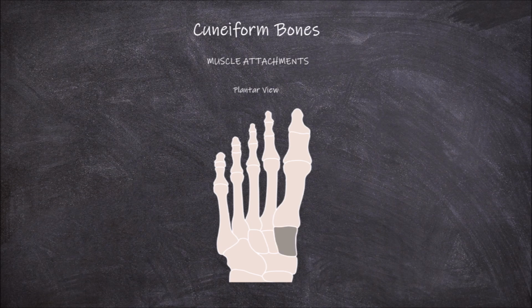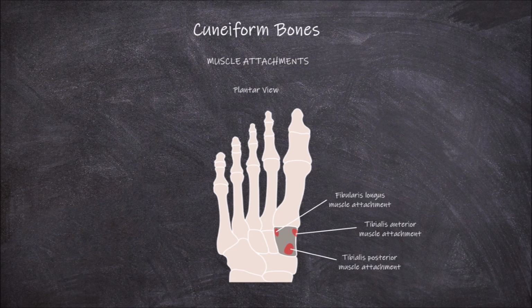The medial cuneiform bone has 3 muscles that attach to parts of the bone. A portion of the tendon of the tibialis posterior muscle attaches onto the plantar surface of this bone. A portion of the tendon of the fibularis longus muscle attaches onto the lateral side of the plantar surface of this bone. In addition, a portion of the tendon of the tibialis anterior muscle attaches onto the medial surface of this bone.